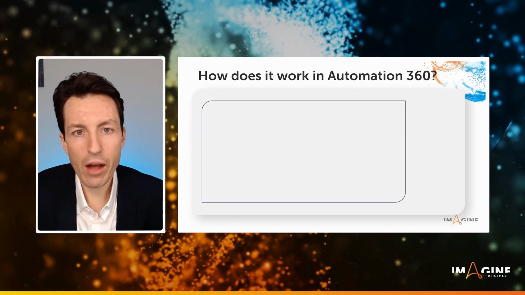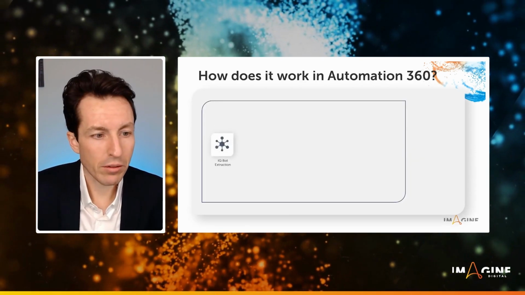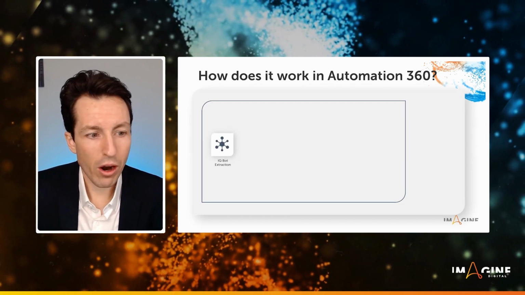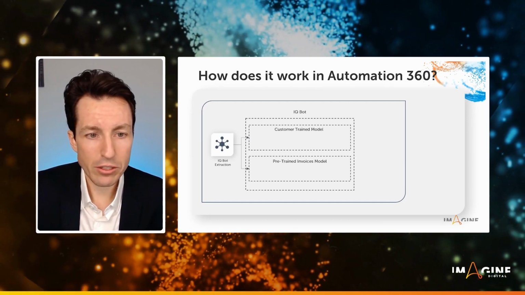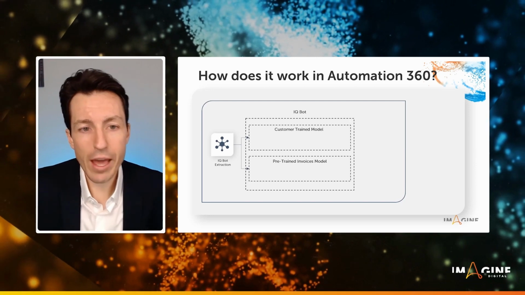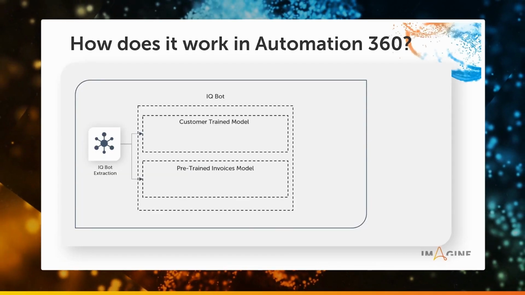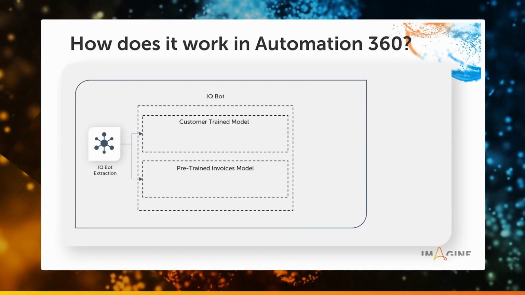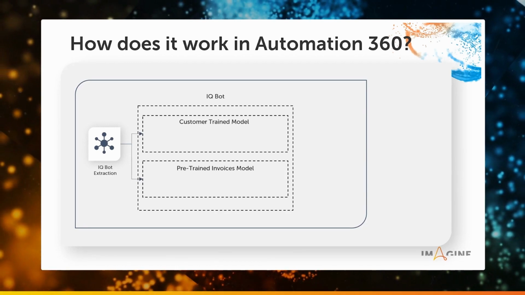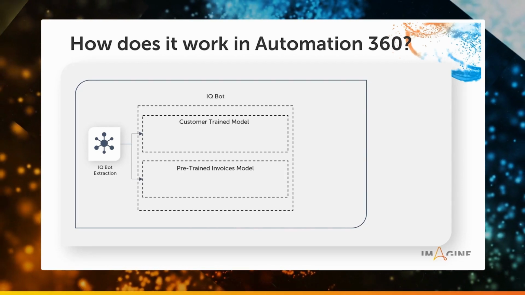So let's take a look at how this works in Automation 360. So we start off with our IQBot extraction, and that's our custom package. Now, with that package, it leverages both the pre-trained invoices model as well as any custom trained model or groups defined in learning instance.